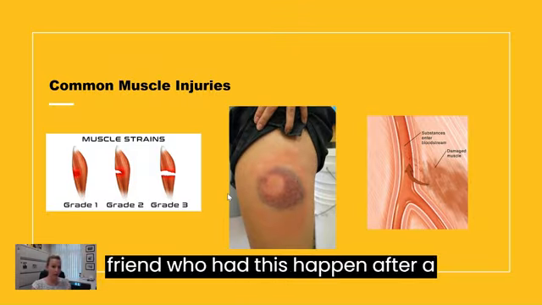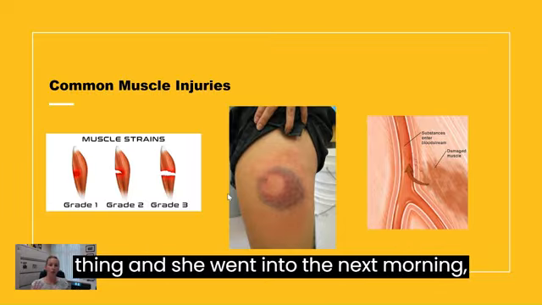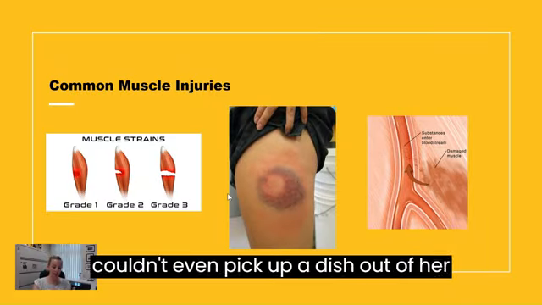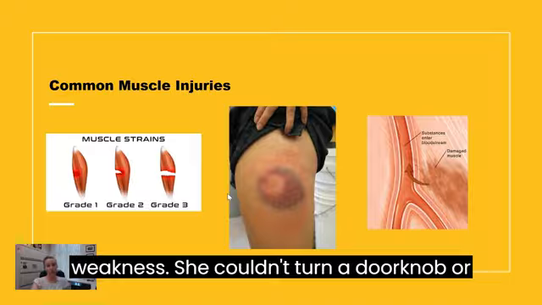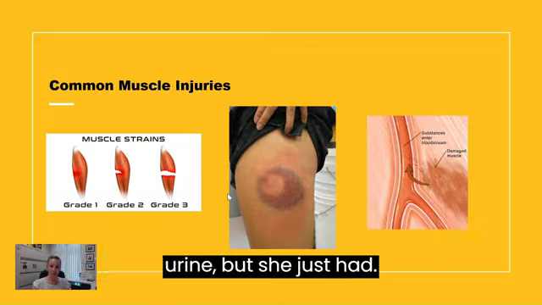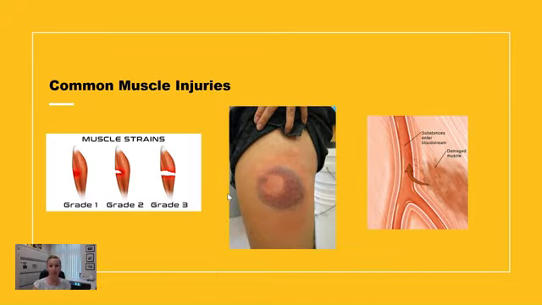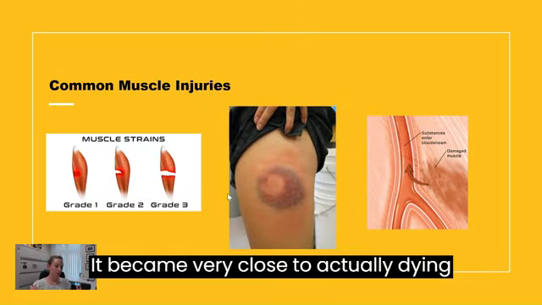So for example, I had a good friend who had this happen after a CrossFit, and she had been a CrossFitter for many, many years. It was just a fluke thing, and she woke up the next morning and couldn't even pick up a dish out of her dishwasher. It was just such significant weakness. She couldn't turn a doorknob or pick up her toothbrush. Something was wrong. She didn't have any changes in her urine, but she just had significantly high levels of creatine phosphate in her bloodstream. And so she became very close to actually dying from that.